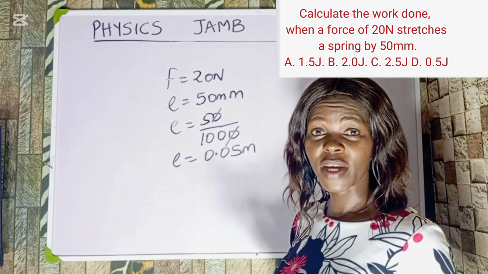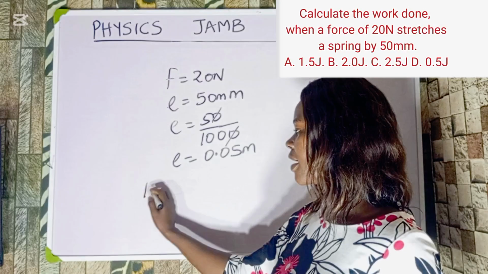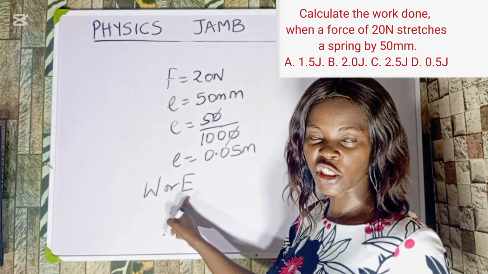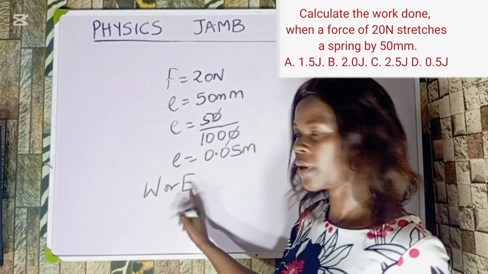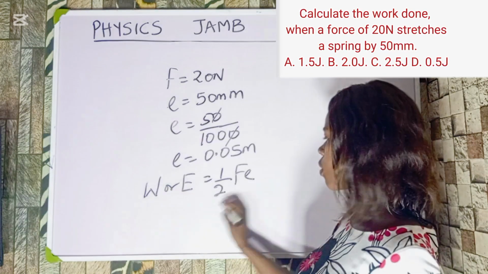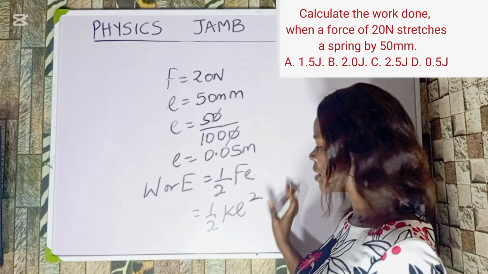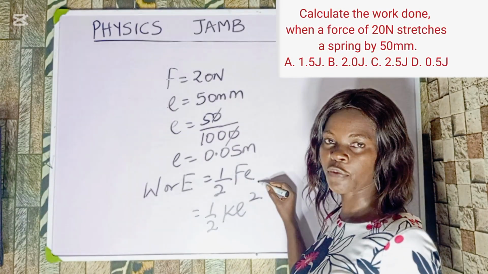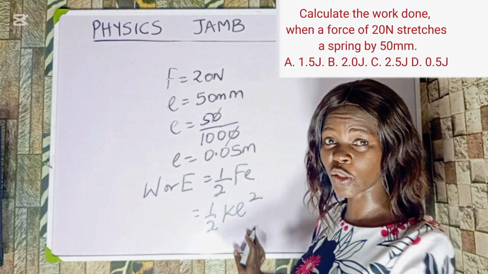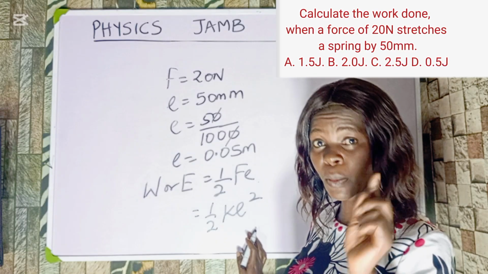Now there are two formulas we can use to get the work done or even the energy stored in an elastic string. So there we have work done or energy. The reason I included energy is because they are still the same thing with the same formula. Now this is half Fe or half Ke squared. Now from what we have, these are the values provided. But in case in another question you see this K as the force constant, you're just going to use the second formula. Do you understand? But any of them can go depending on the parameters given in that particular question.